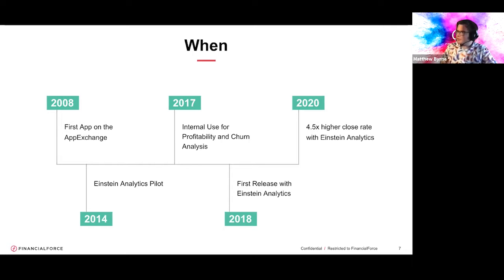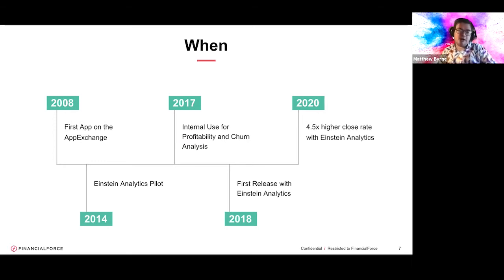Back then, it was called EdgeSpring, and then it was renamed Wave, and then renamed Einstein Analytics, and it's been renamed again. We didn't actually start productizing it back then, though, but it was just a pilot. We had a little play around. In 2017, we started using Einstein tools internally.